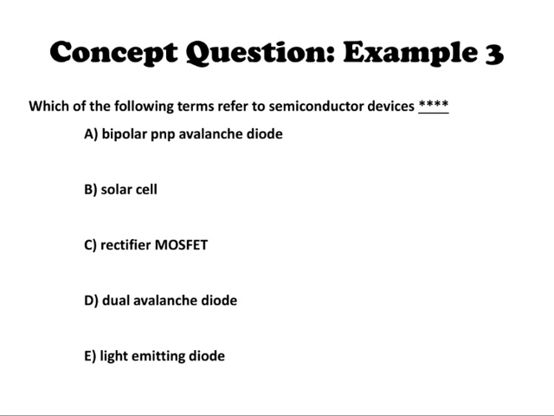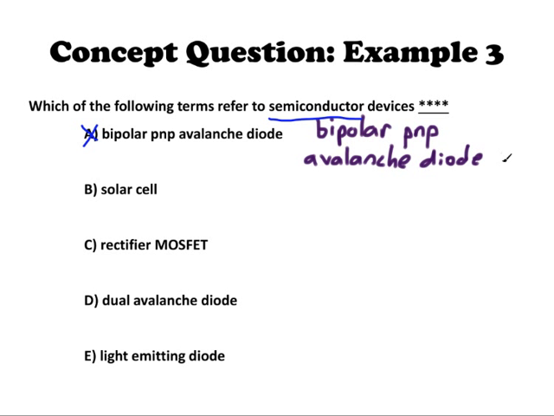Concept question, example 3. Which of the following terms refer to semiconductor devices? Option A, bipolar PNP avalanche diode, is an incorrect answer because it's possible to have a bipolar PNP transistor, and it's possible to have an avalanche diode, but not together, though they are two completely separate devices.